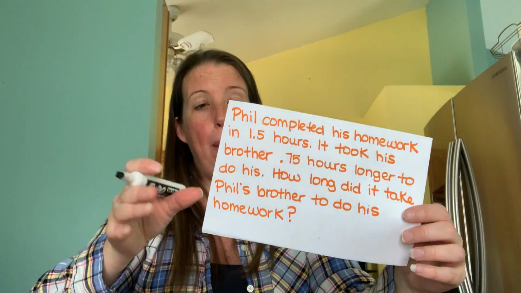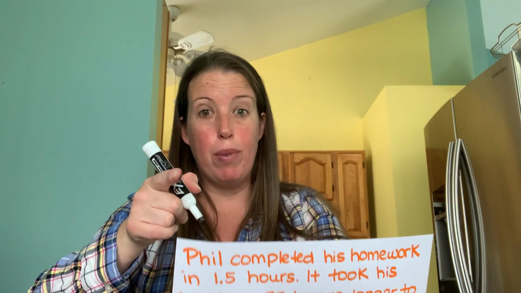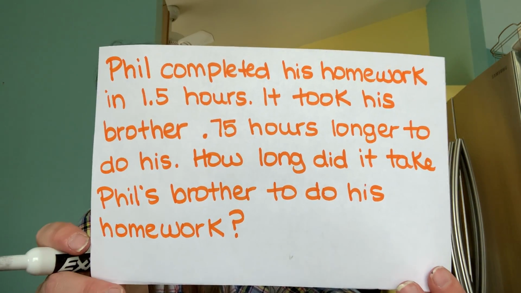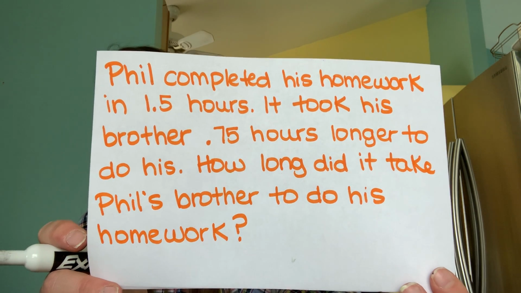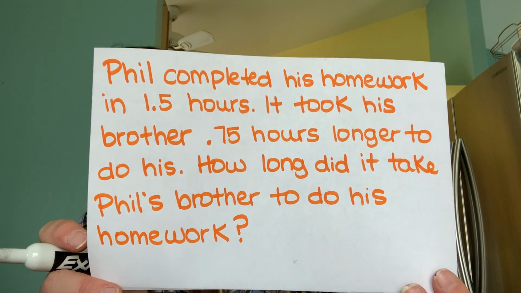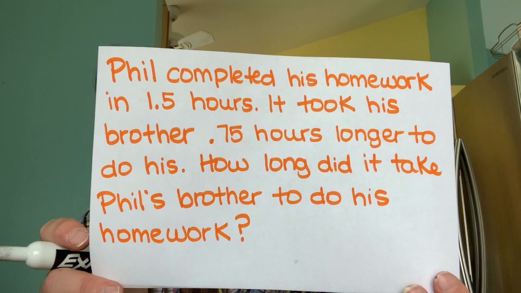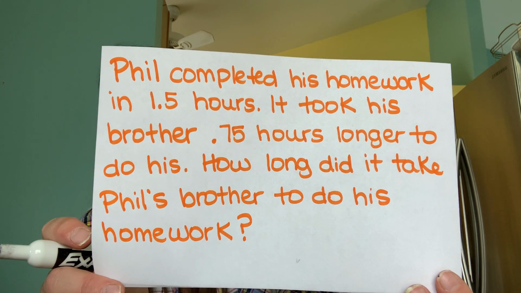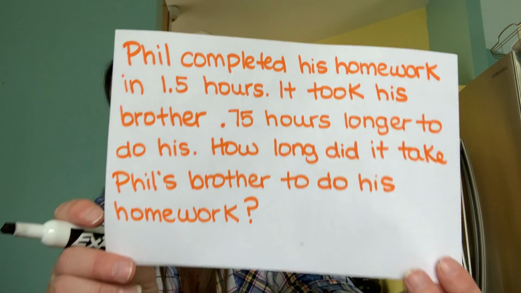All right, last one. Here we go. Try this one on your own. Use this if you'd like, or use your whiteboard and paper, but don't forget to line up those decimal points. Phil completed his homework in 1 5/10 hours. It took his brother 7,500 hours longer to do his. How long did it take Phil's brother to do his homework?